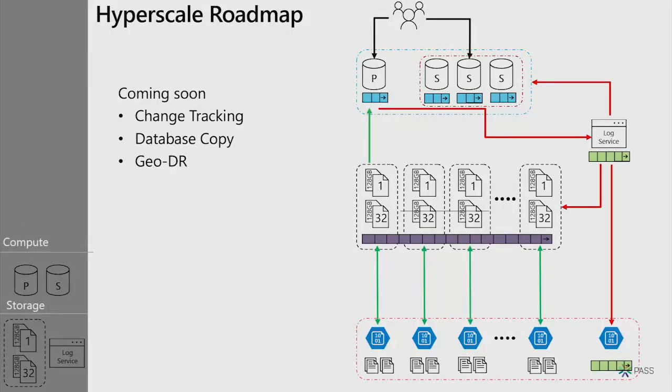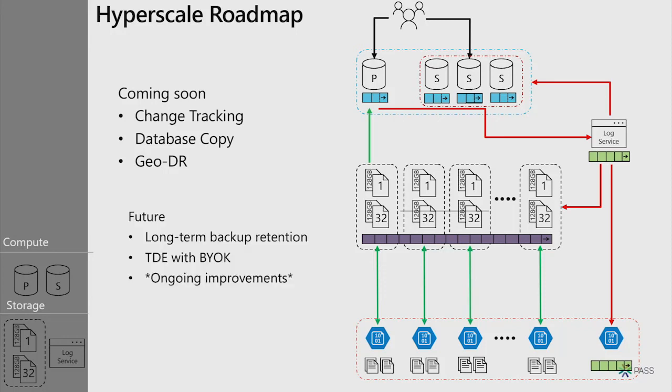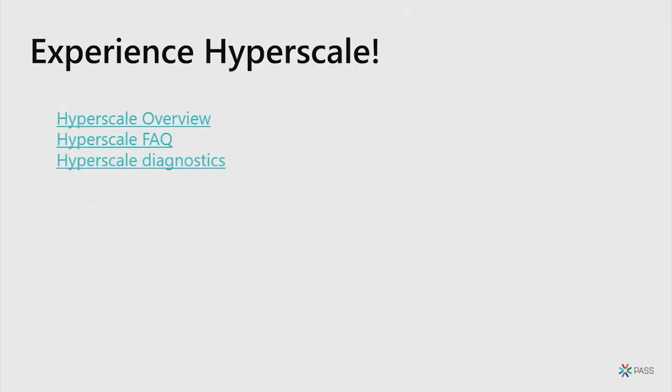So coming soon, change tracking. Coming soon as in it'll be in private preview very, very soon. These are some of the gaps we had. Change tracking, database copy, in terms of database copy to another region, another subscription type stuff, right? And then GeoDR, which is geo-replication. And then the feedback we've heard is long-term retention up to 10 years of backup. We don't have it yet on Hyperscale. And then the TDE BYOK is in plan.